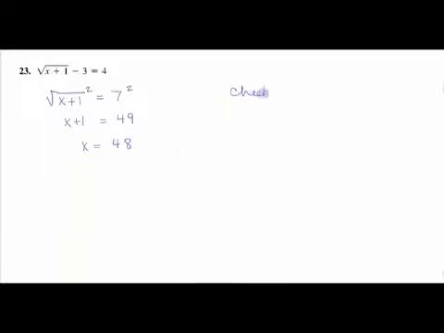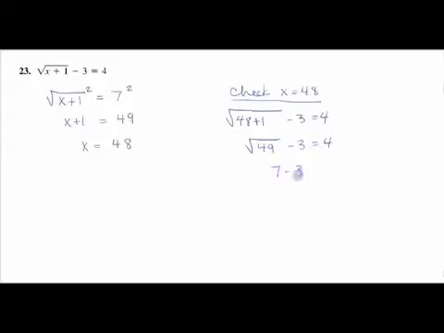And we're going to check our solution, x equals 48. The square root of 48 plus 1, minus 3 equals 4. That's the square root of 49 minus 3 equals 4. That means 7 minus 3 is 4, which we know is true. So x does indeed equal 48.